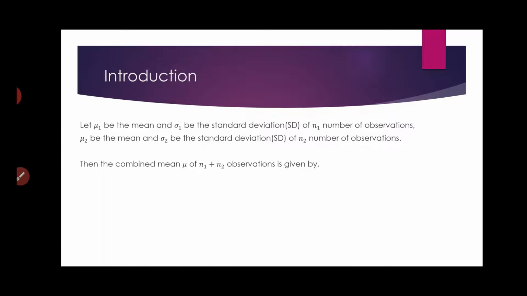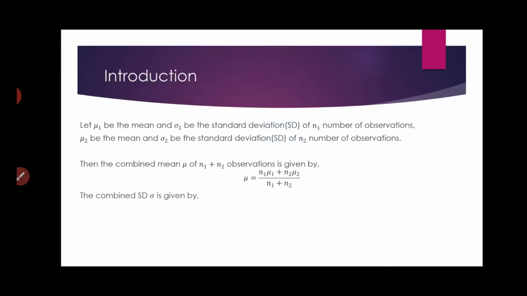So if mu1 and mu2 are the separate means of n1 and n2 number of data, so what will be the mean, that is mu, of the total number of data, that is n1 plus n2, and that is given by n1 times mu1 plus n2 times mu2 by n1 plus n2. Fine.